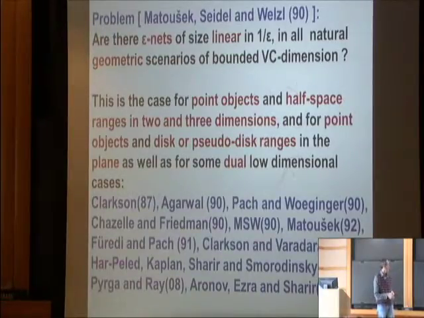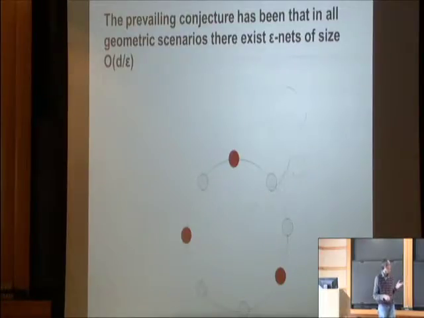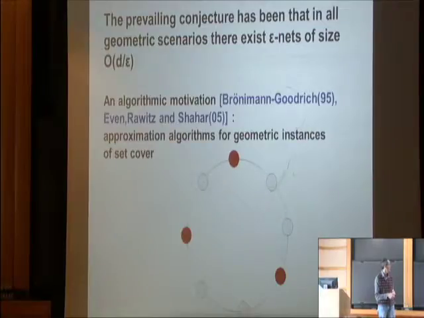And still, as most of these papers write in the concluding remarks section, the prevailing conjecture has always been that indeed in all the geometric scenarios, there are always epsilon nets of size linear in 1 over epsilon if d is constant. And as I said, it may look that the log is not so important. What is the log 1 over epsilon term between friends? But actually, this appears in some algorithmic questions.